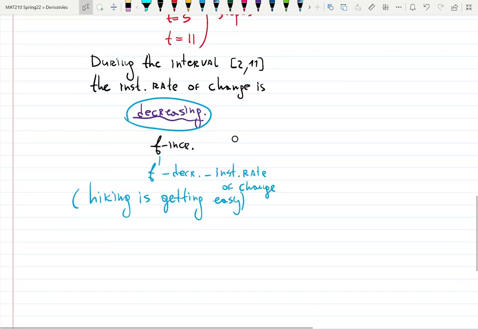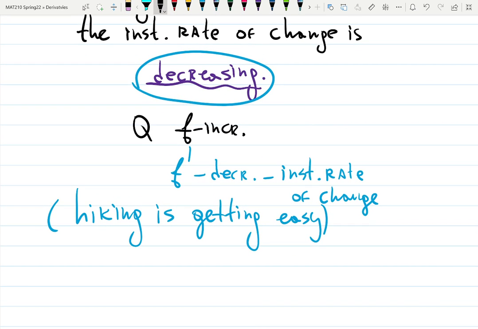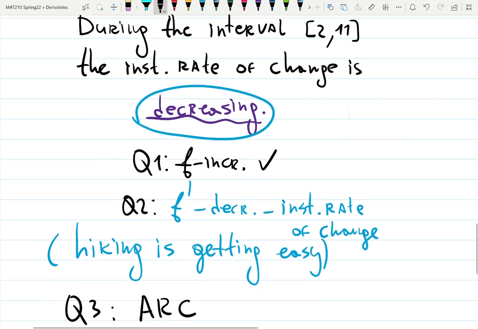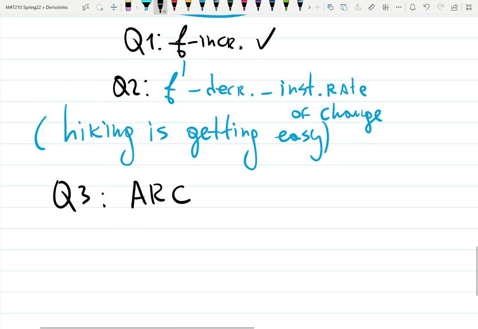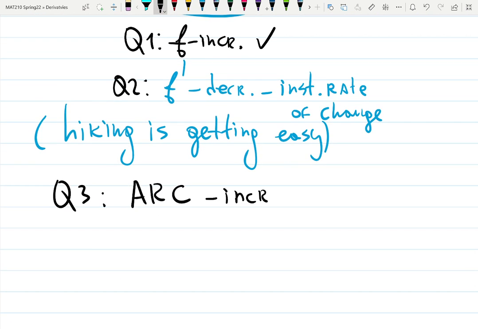So the other question is, that was question one: the original function is increasing. Question two, the derivative is decreasing. Question three, how about average rate of change? On average, is this function getting bigger or not? On average, it is. Average rate of change is increasing. That is the idea here. Well, at least on this interval. We don't know what's happening after this.